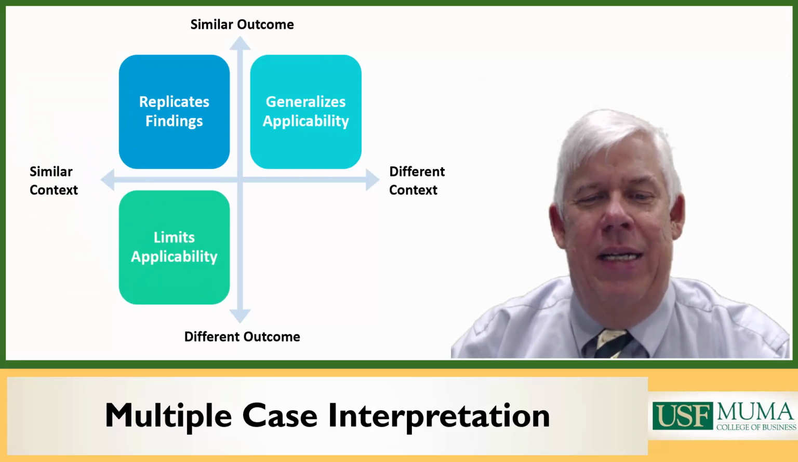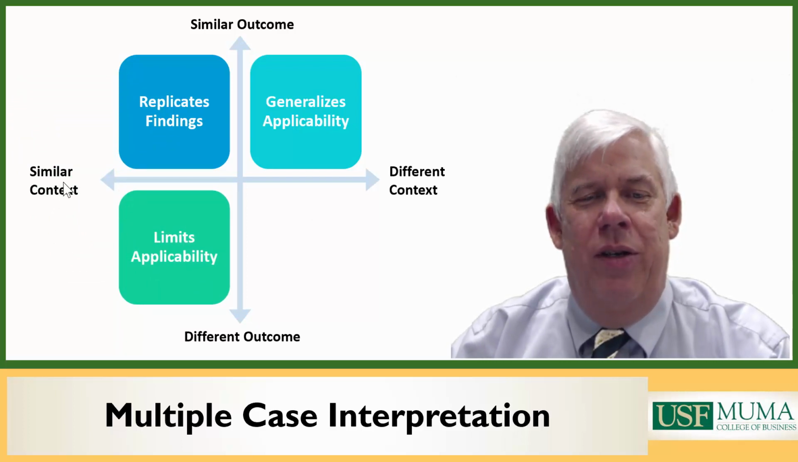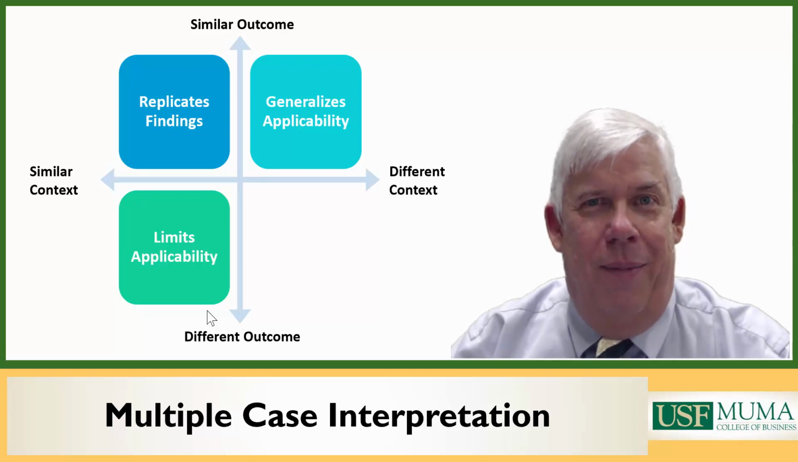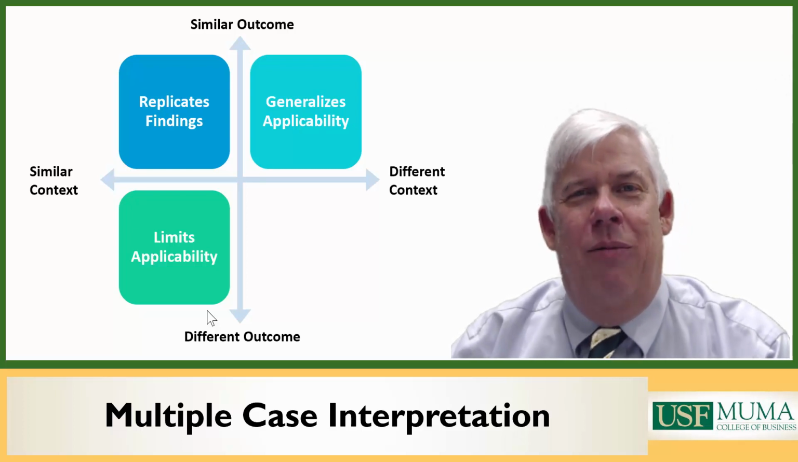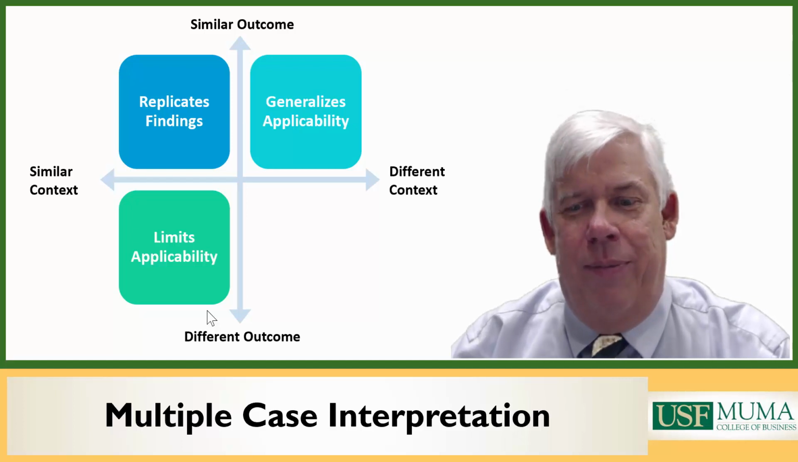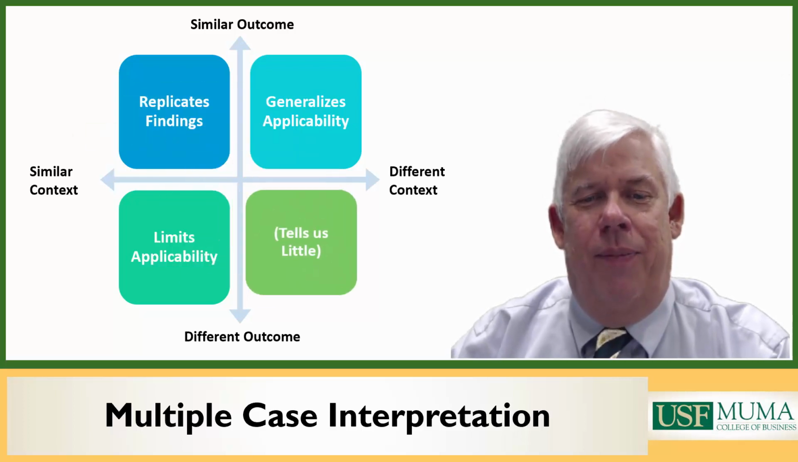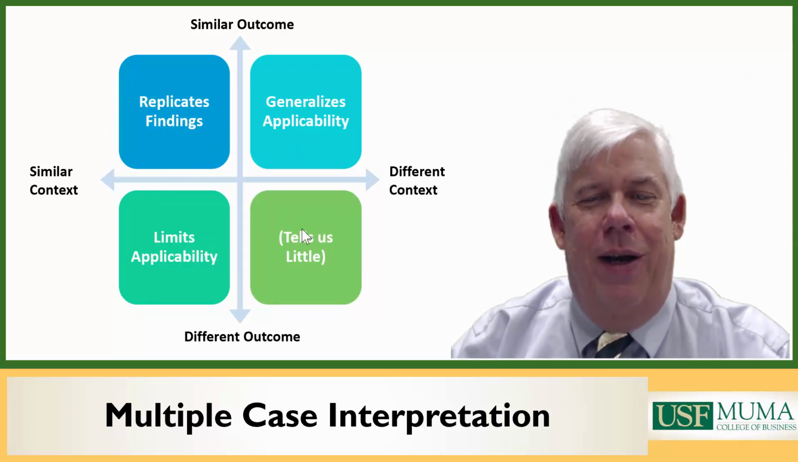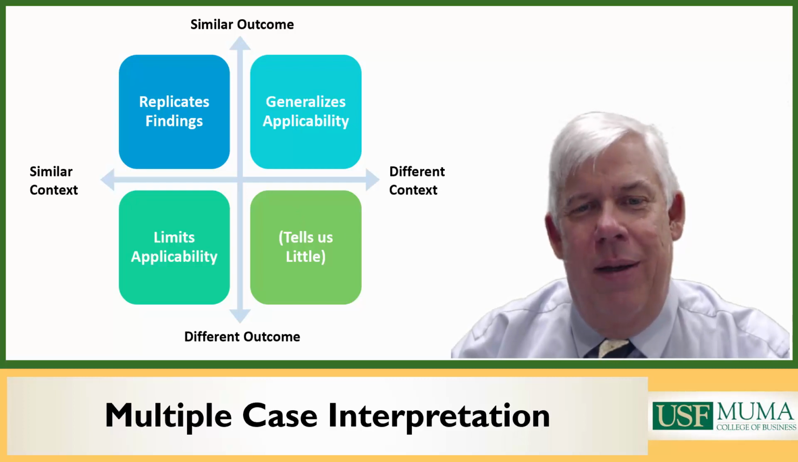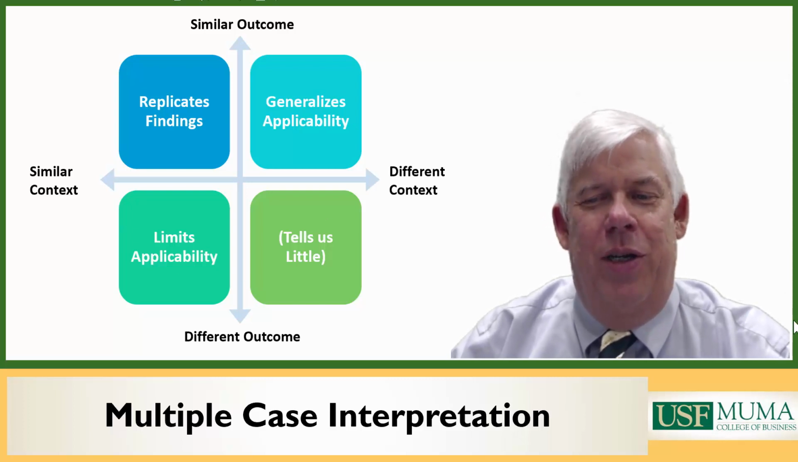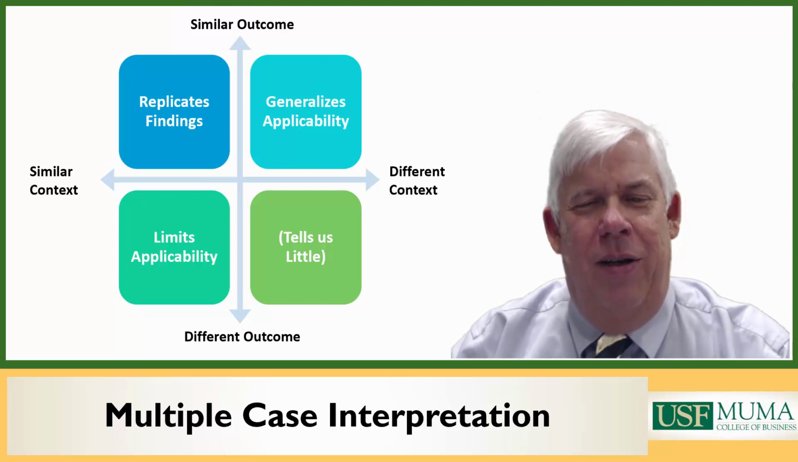Another possibility is where you have research in a similar context which produces a different outcome. What that suggests is that your research is very fragile or brittle, so you cannot really count on it generalizing. Finally, we have the situation where you have a different outcome and a different context, and honestly, that tells us very little. So if we take a look at these different designs, what I would argue is that two of them in particular represent a kind of sweet spot.